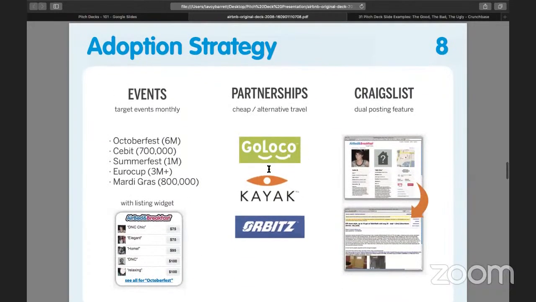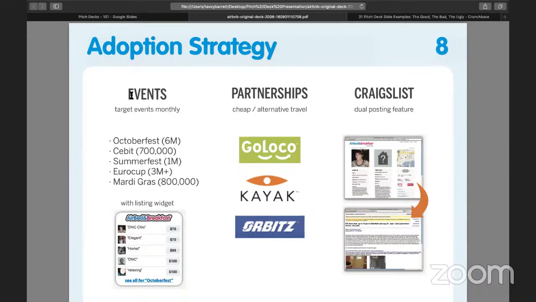Adoption strategy. So this is also considered the go-to market slide. I mean, some persons may not include it, but it is included here as part of Airbnb's pitch deck. But what it basically shows is how you're going to be rolling out this idea, or showing the growth of your idea.